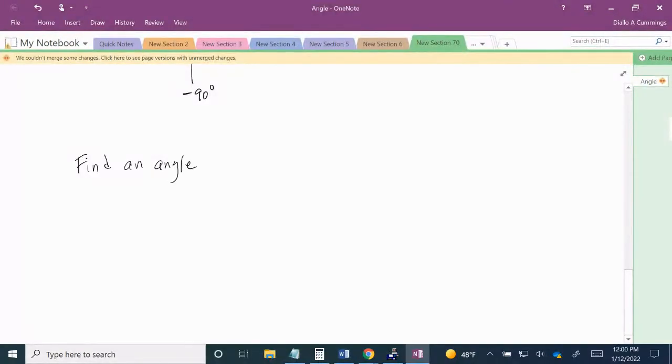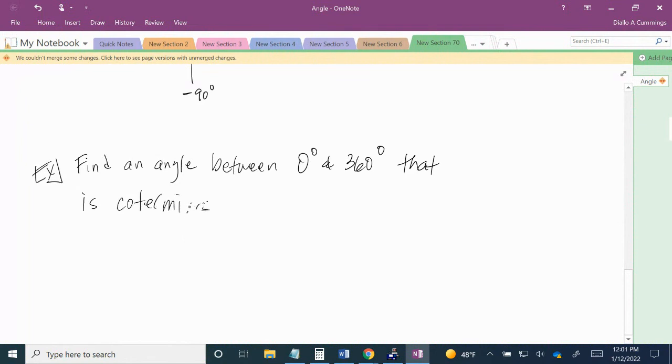Find an angle between 0 degrees and 360 degrees. So I'm kind of rewording. Where they say the smallest possible positive angle, that would be an angle between 0 and 360 degrees that is coterminal to 908 degrees.